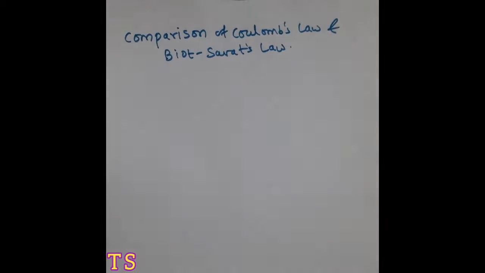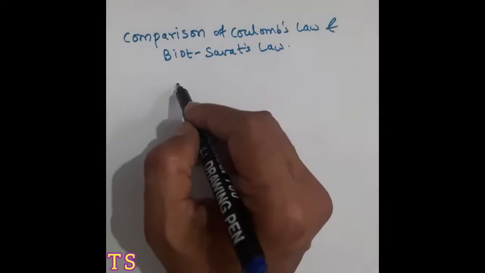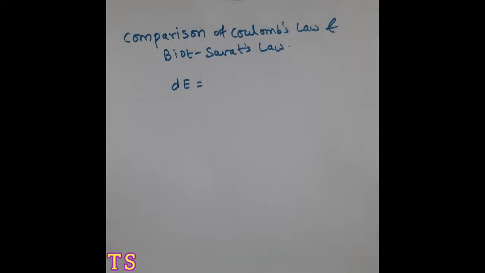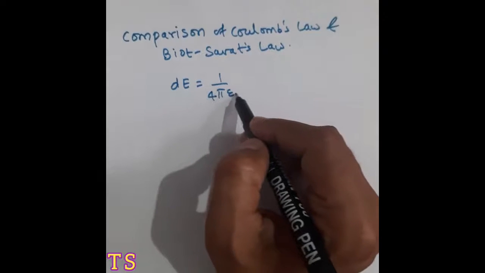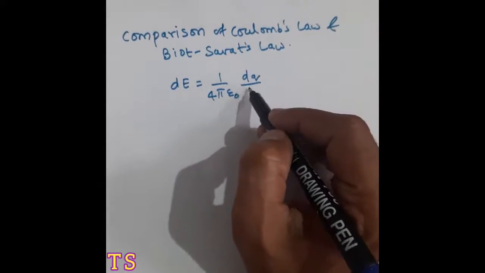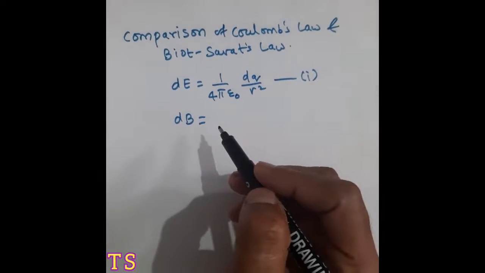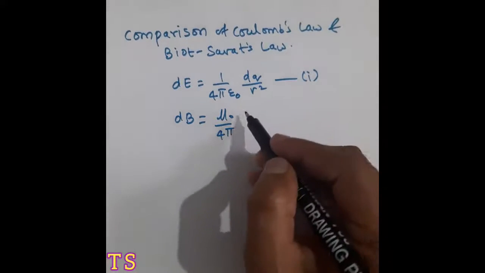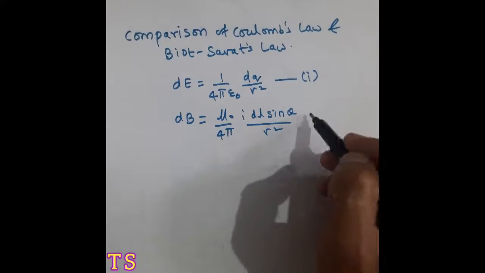So how do we write the formula for Coulomb's law? According to Coulomb's law, I write the magnitude of the electric field, say dE. I'm not writing Coulomb's law directly as F, but in the form of electric field. dE equals 1 upon 4 pi epsilon naught, dq upon r square. Same way I can write the equation for the magnetic field, which is dB, and the equation we got is mu naught upon 4 pi, I dl sine theta upon r square.